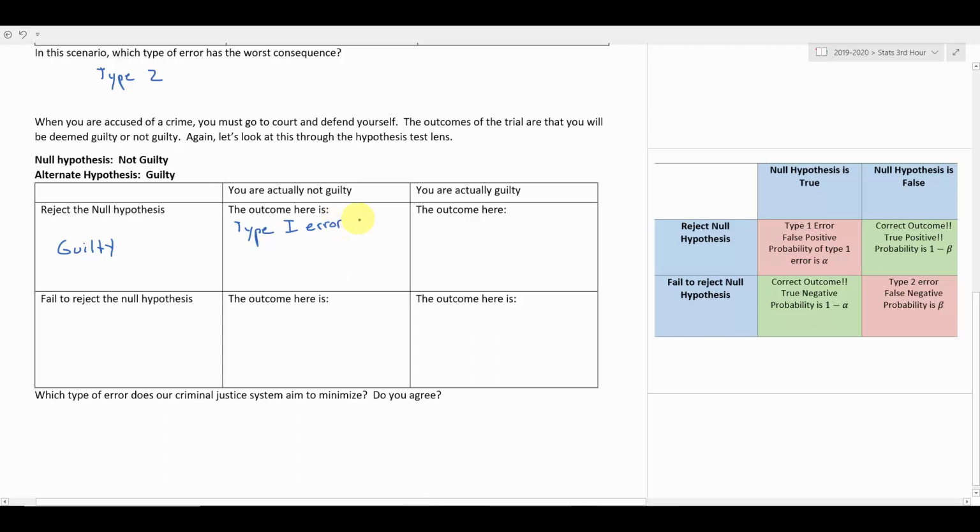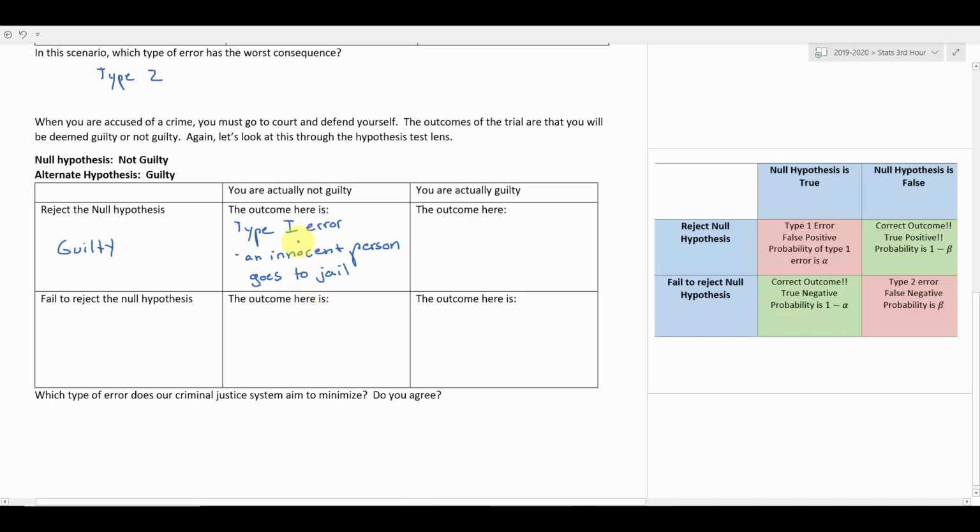Okay. And the outcome here is that an innocent man goes to jail, right? Or an innocent person goes to jail. Right? And that would not be good. We don't want innocent people to go to jail. You don't want to go to jail if you didn't commit a crime.